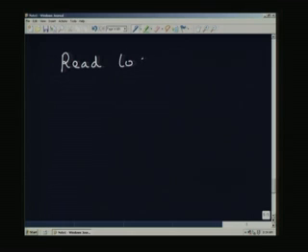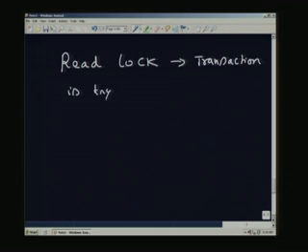They could be a read lock, whereas in the case of a mutual exclusion problem, we have only one kind of lock, but here there are different types of locks that we introduce. A read lock says that the transaction is trying to read the data item. This is very important. That means it is not going to write on the data item, it is only going to read the data item.